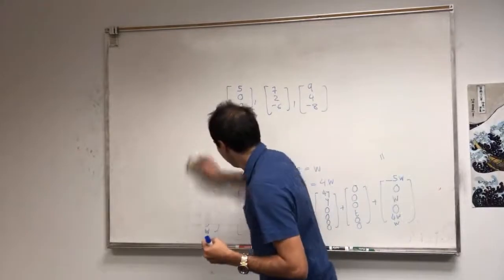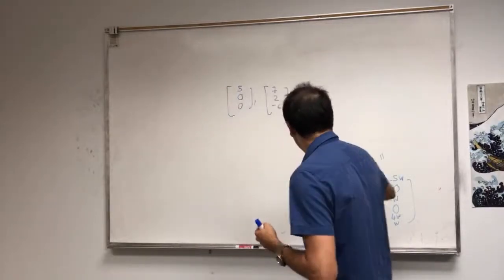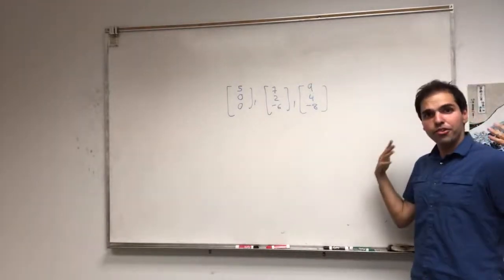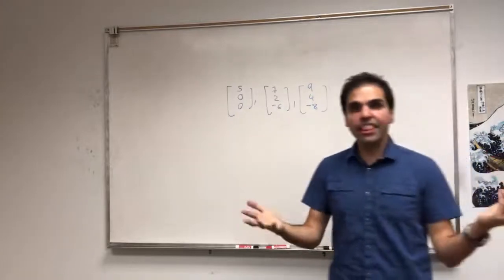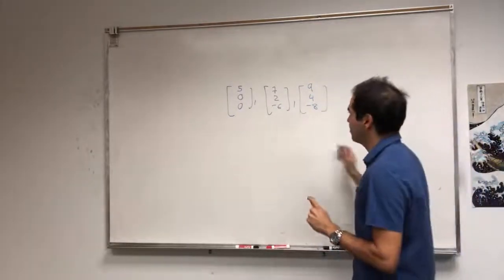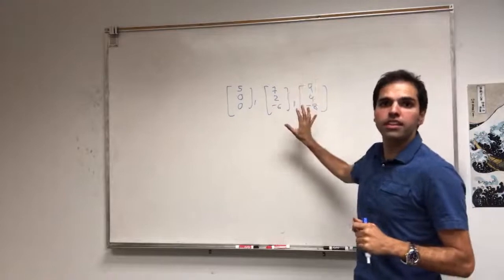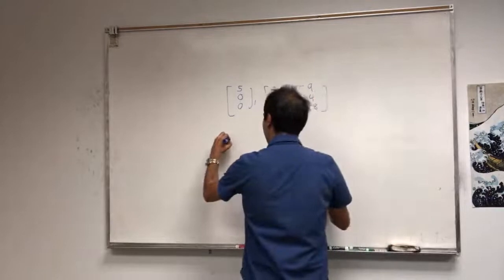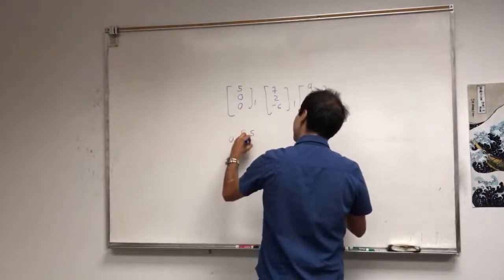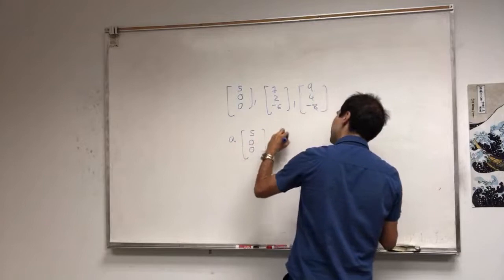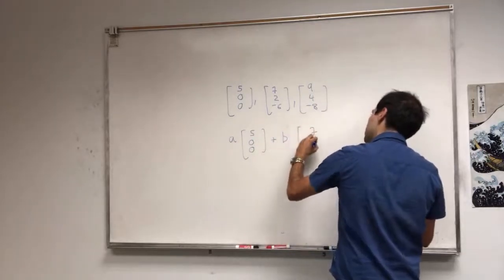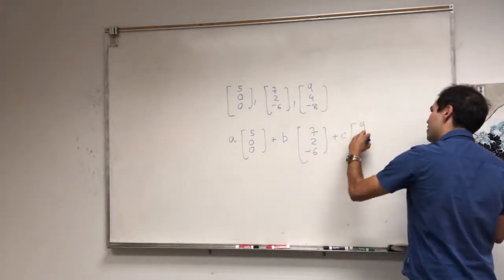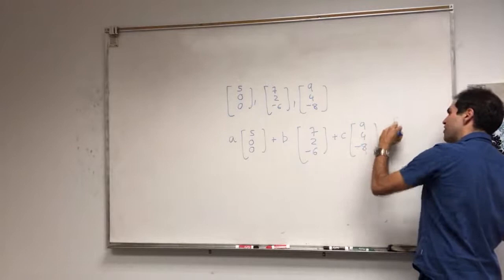And for this, let me first tell you the more intuitive way of doing this, and then I will give you the faster way of doing this. So to determine if they're linearly dependent or independent, the definition always has to do with: are there a, b, and c such that a times the first vector plus b times the second vector plus c times the third vector, (9, 4, -8), is the zero vector or not.